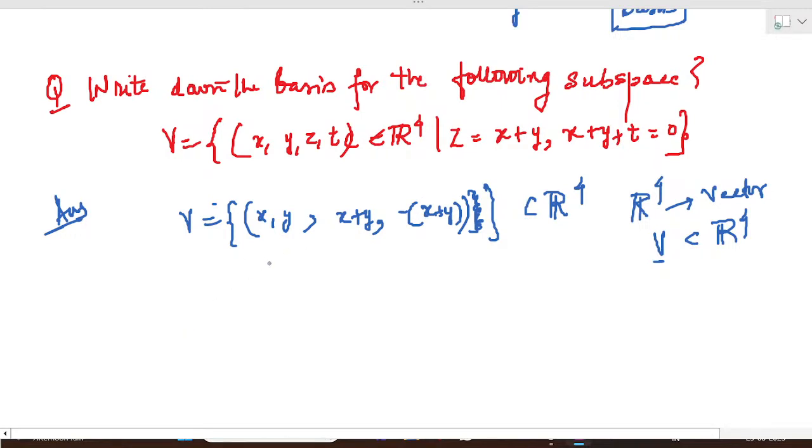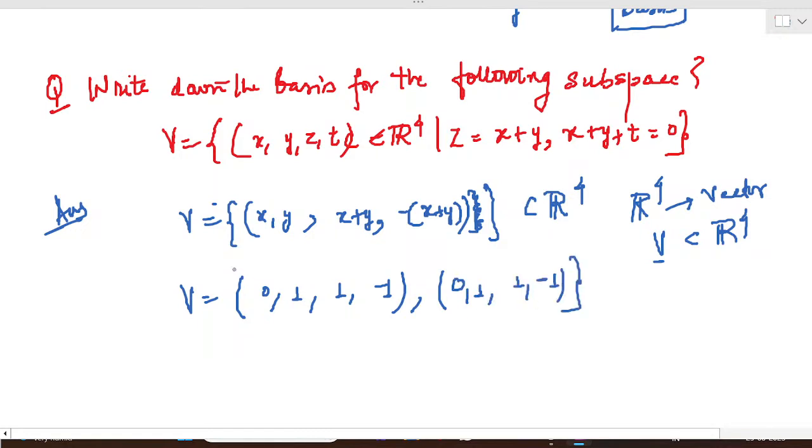Just take some values, like x equal to 1, y equal to 0. Let us say x equal to 0, y equal to 1. So it will give me 1 here and minus 1 here. Another one can be, take this as 0, take this as 1. This would be 1 and this would be minus 1. So this is the basis for V, isn't it?